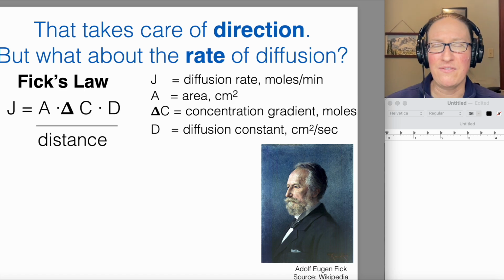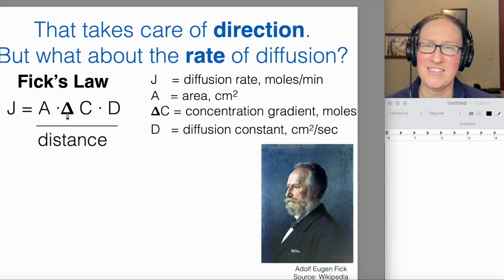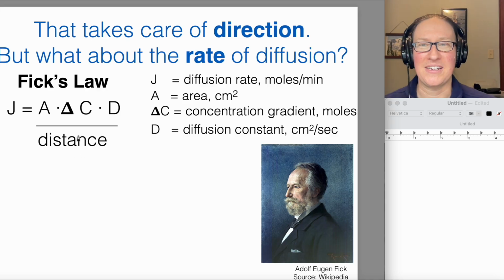And Fick's equation looks like this. J is equal to A delta C times D, all divided by distance. I could give you another variable for distance, but I don't really see much of a point in handing you extra variables. So just think distance or thickness for our denominator here.